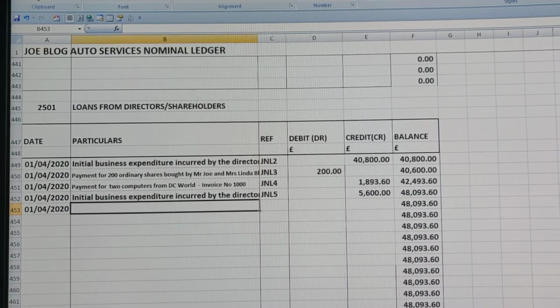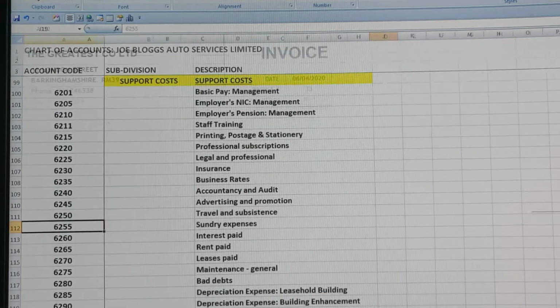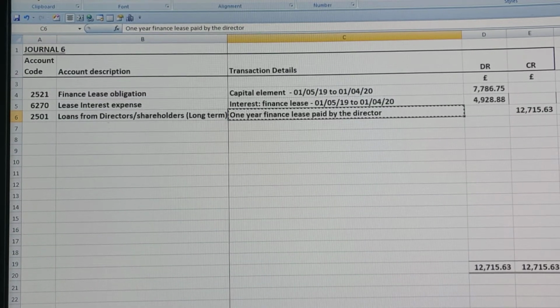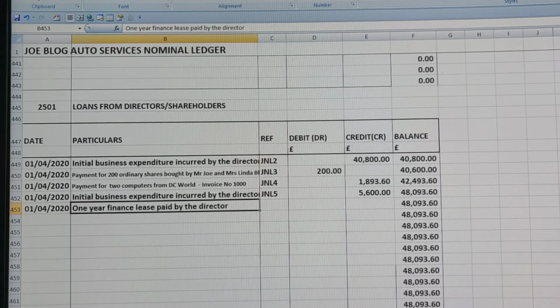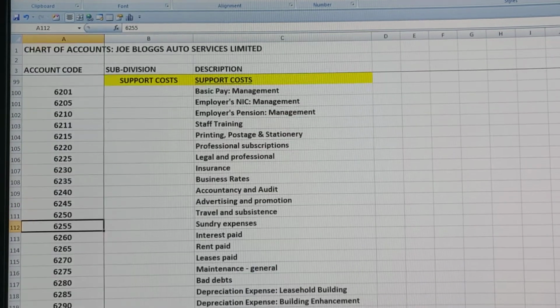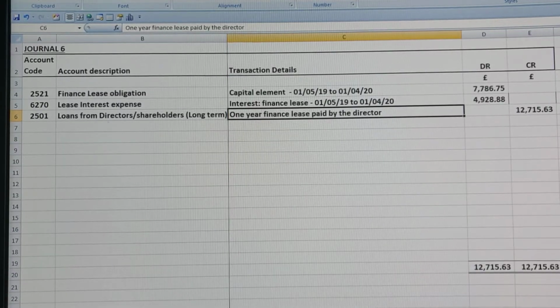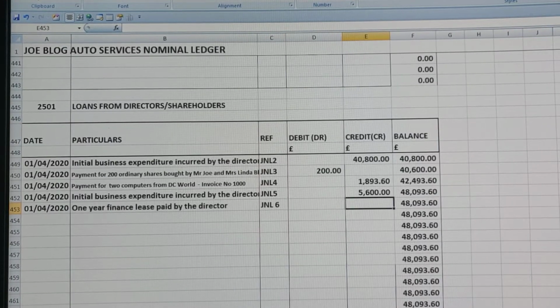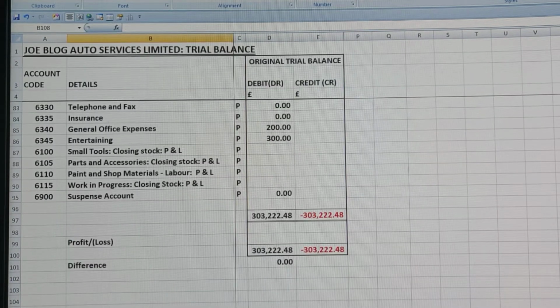First of April 2020, and the description I need to give it. The journal number is JNL 6, and the total amount to increase what is owed to the director is £12,715. If we now go to the trial balance, it has balanced.